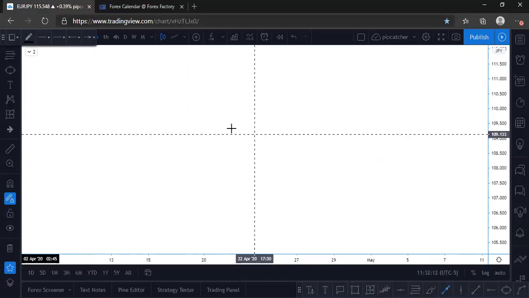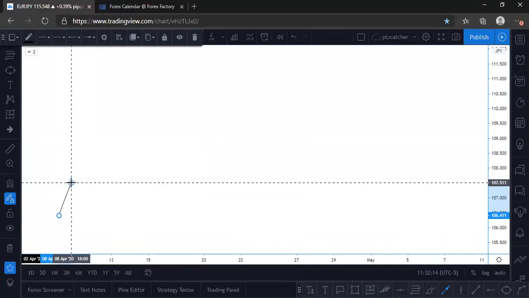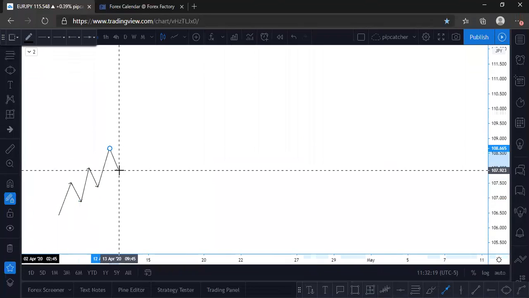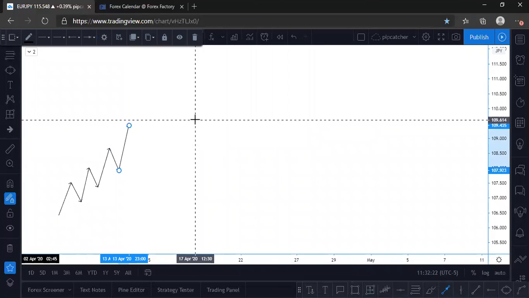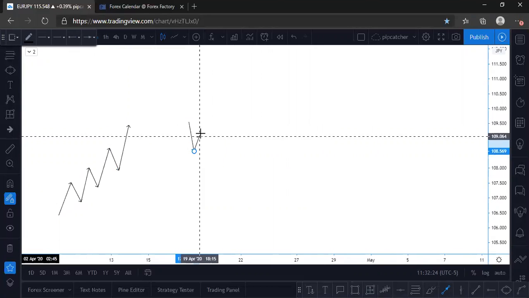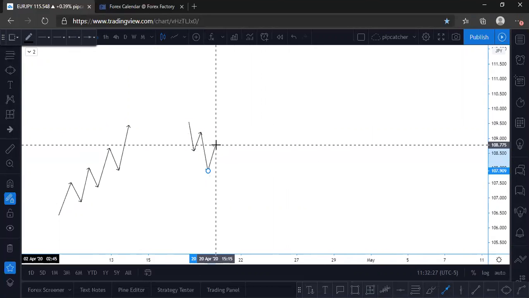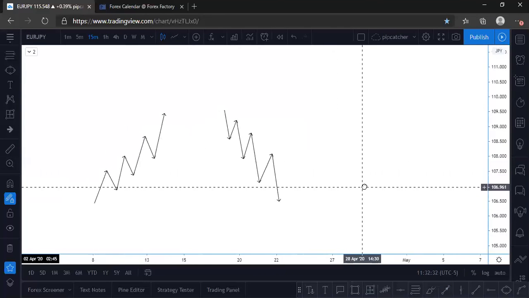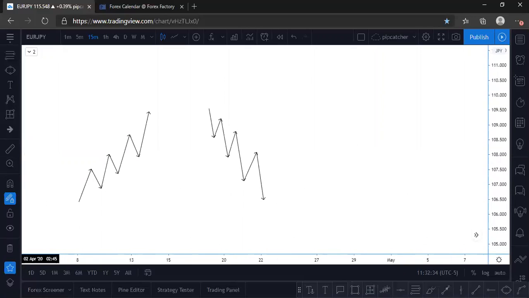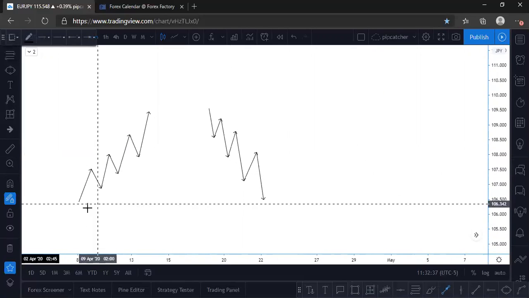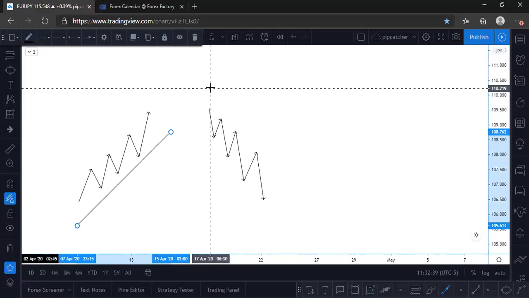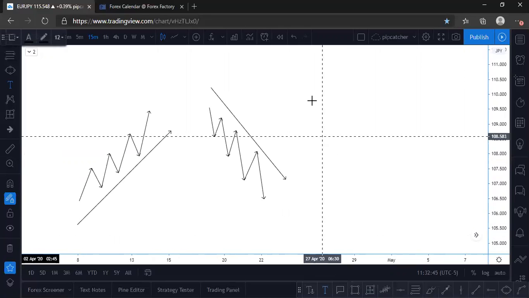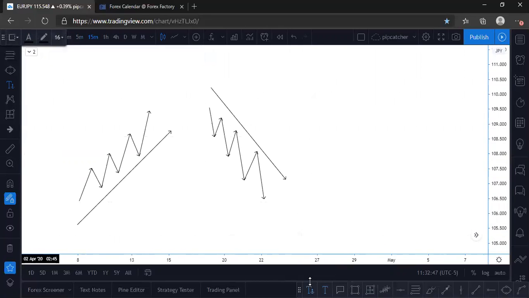So as we know, in an uptrend, we're creating these higher highs and higher lows like this, right? And vice versa. In a downtrend, we're creating lower lows and lower highs, right? So this would be technically a trend continuation, right? A trend continuation.